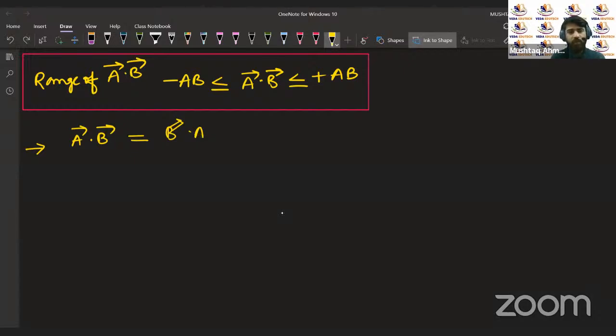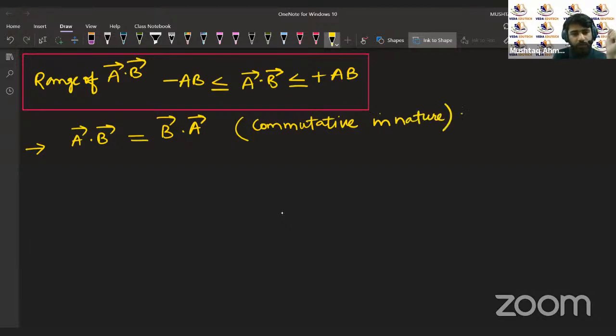It doesn't matter whether you define A dot B or B dot A, they are both the same. There's no difference between A dot B and B dot A. You will get the same scalar value when you do A dot B and B dot A. So dot product is commutative in nature.